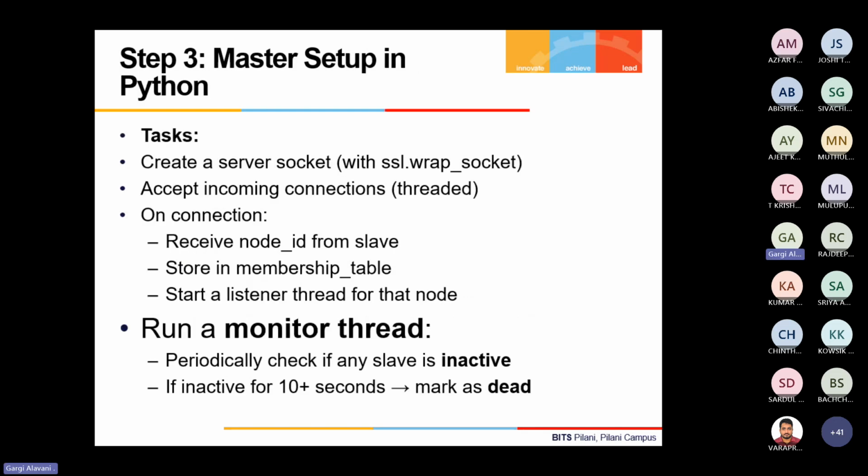Then the third step is how to set up the master. Here you create the server socket, and the master should accept the incoming connections. Once it has received the connection from the slave, it will store it in a table and then ensure that it keeps listening to the slave. You can also run a monitor thread which will periodically check if the slave is active or not. And if it is inactive for 10 plus seconds, you can mark it dead.